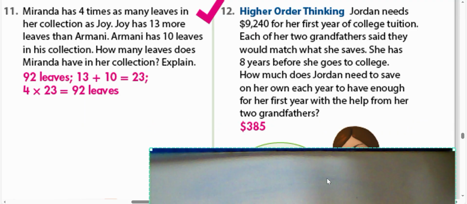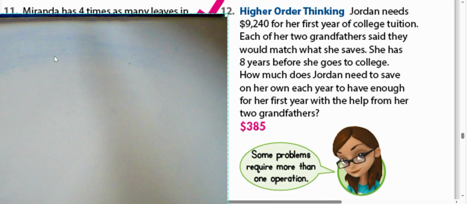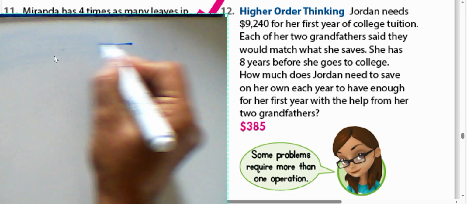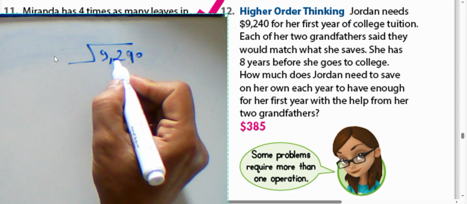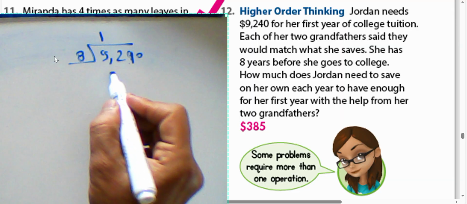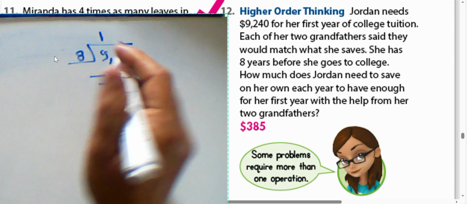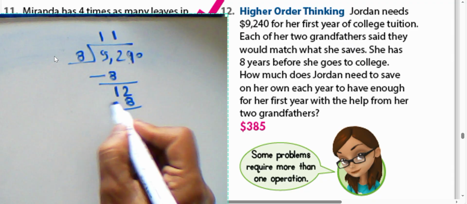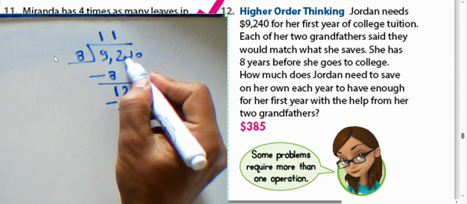Okay, the first number here, 9,240, you can divide it by 8. Look at here, I will use long division. 9,240 divided by 8. First step, 9 divided by 8 equals 1. 1 times 8 equals 8, and then find the difference. 9 minus 8 equals 1, and then drop 2. 12 divided by 8 equals 1. 1 times 8 equals 8, and then find the difference. Then we have here the digit will be 4.